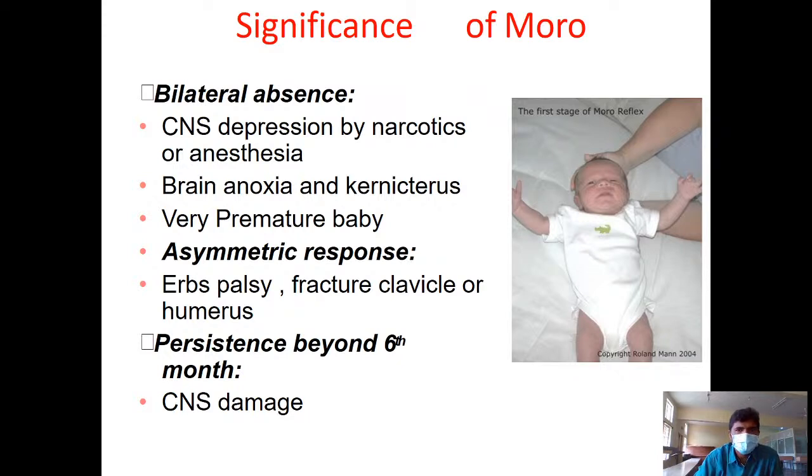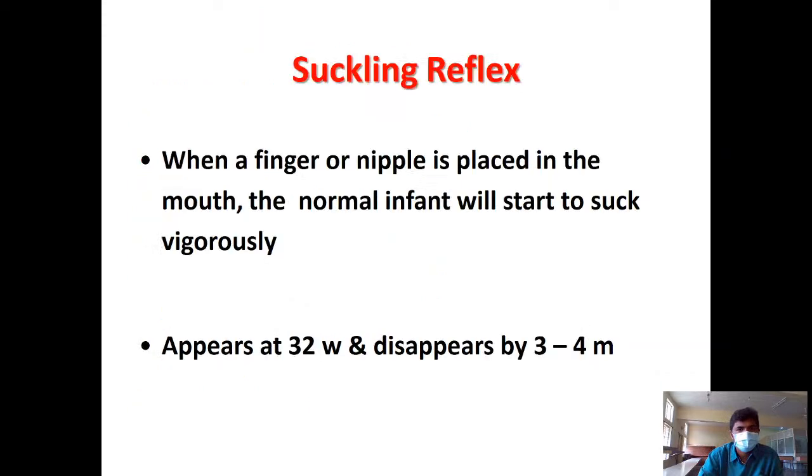When there is bilateral absence of Moro's, the cause could be CNS depression in the form of narcotics or anesthesia or hypoxia, kernicterus, or a very premature baby. So in those cases you can have absent Moro's. Asymmetric Moro's is seen on only one side. It is usually seen in Erb's palsy, fracture of the clavicle, or intracranial hemorrhage. Persistence of Moro's beyond the 6th month of life indicates CNS damage.